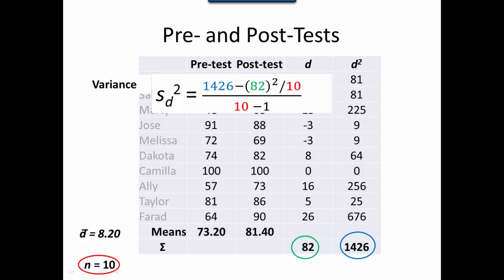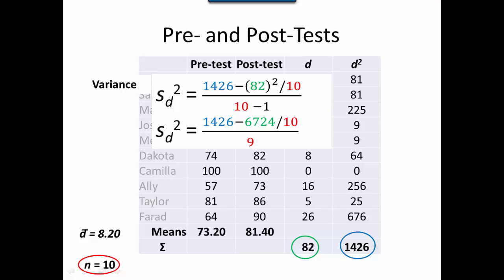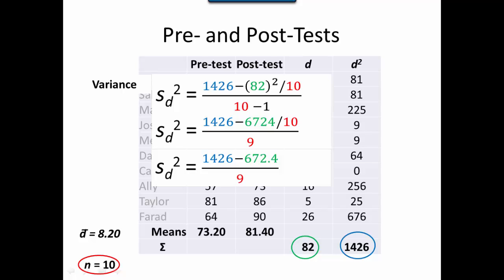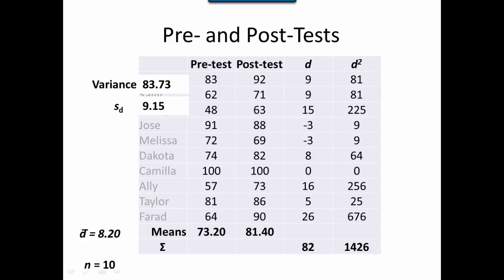I'm going to replace each piece. I'm going to go ahead and figure those out, keeping order of operations in mind. And I find out that the variance for that change is 83.73. Now I need my standard deviation for the differences. Well, to get standard deviation, all I do is take the square root. I took the square root of 83.73. And now to find my standard error, I divide the square root by the sample size. And that gives me 2.89.